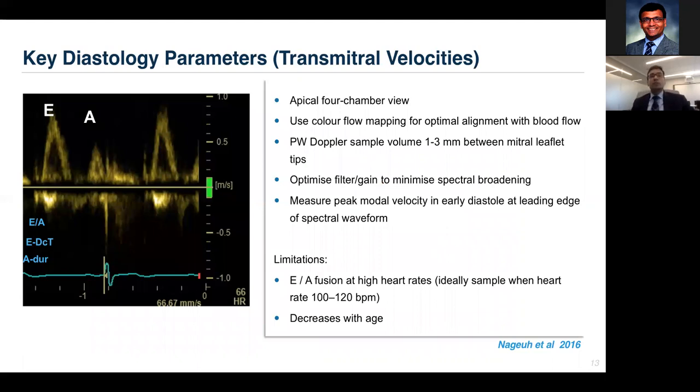Let's go towards these key diastolic parameters. First, try to understand how best they should be acquired in clinical practice.